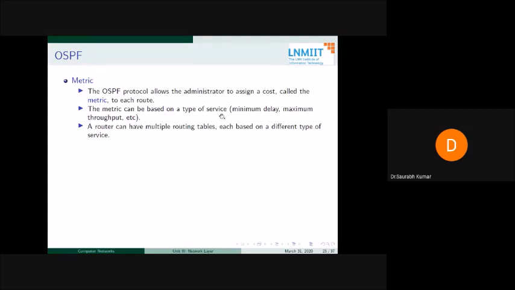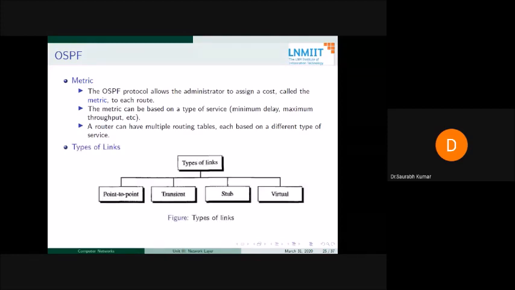Now, in the previous lecture, I told you that you can decide your own routing mechanism. That routing mechanism could be based on minimum delay, maximum throughput, minimum jitter, minimum waiting time. So that becomes your metric. It depends on how the network designer wants to route between the different networks or routers. So that will be the different types of service, and that will be known as metric.